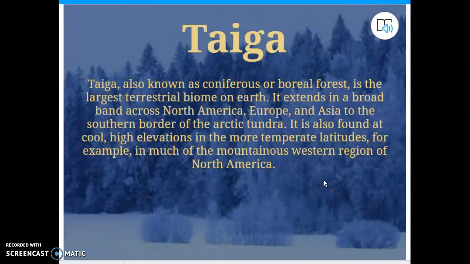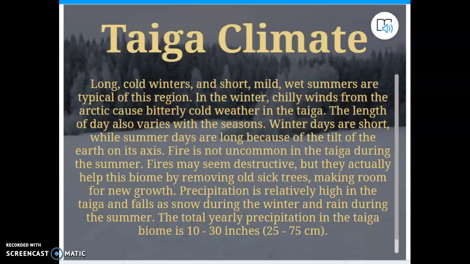It is the largest of the terrestrial biomes, which is pretty awesome. It's found all over the place. Long, cold winters, short, very mild, wet summers. Obviously, you get very, very cold winds coming down from the Arctic, which makes it very cold in the taiga. The day length varies based on the seasons because of the tilt of the earth. There's that again. We'll get into the fires inside of a taiga later on and why those are important and how they are not quite as destructive as you might think they are.